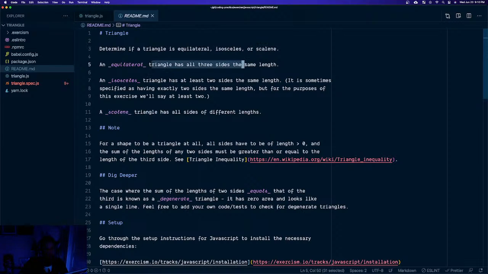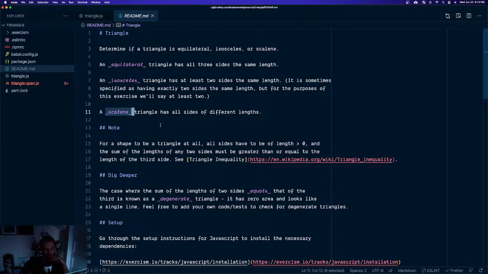Equilateral, all three sides have the same length. Isosceles, two sides have the same length. At least two. Oh, okay, so at least two, meaning an equilateral is also an isosceles. Scalene, all have different lengths. That would mean the only option left. If it's not this and it's not that, it's this.